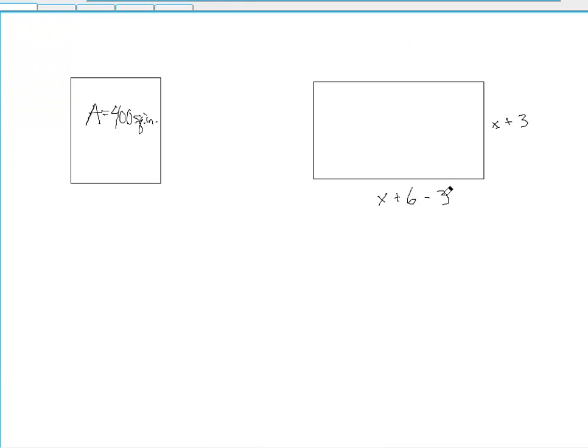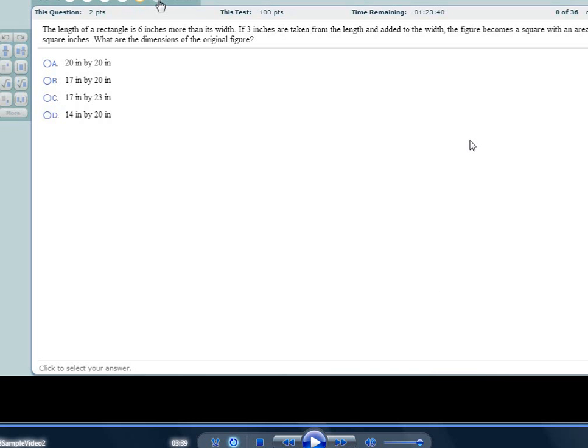How do you know? Well, when you subtract 3 from this guy down here, doesn't it now become x plus 3, just by combining those 2 like terms together? And if you have the same length and the same width, guess what you have? A square. Okay? So now the problem is, it becomes a square, and they give you the area of that resulting square. What are the dimensions of the original figure?